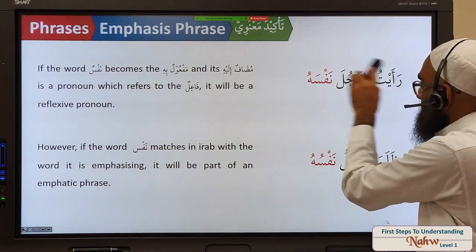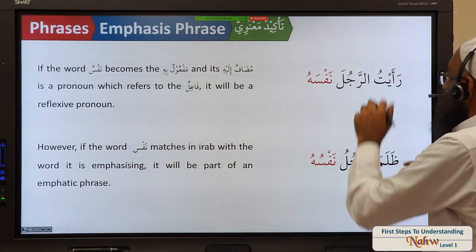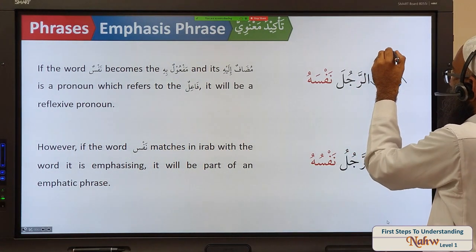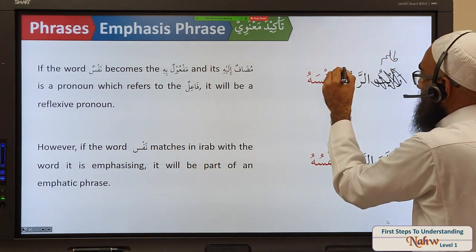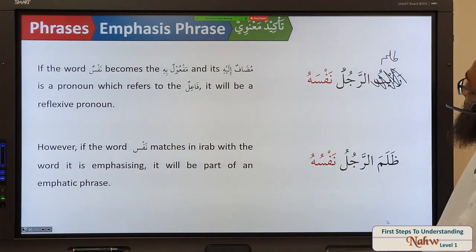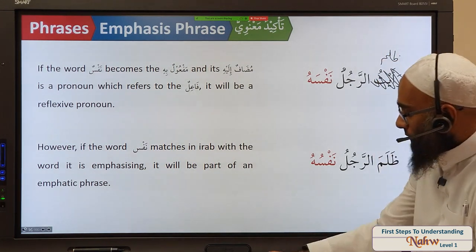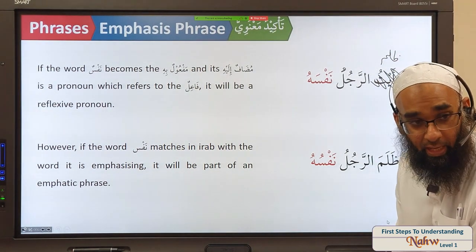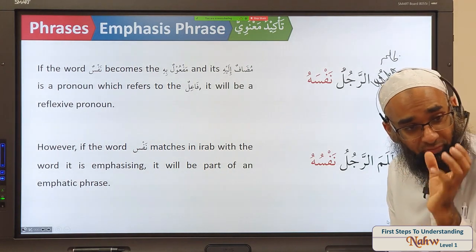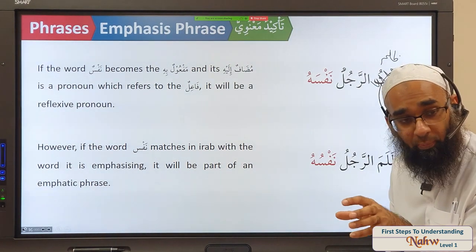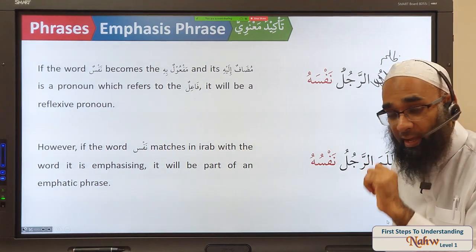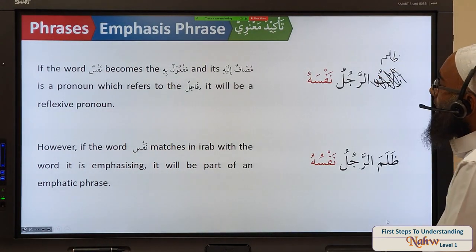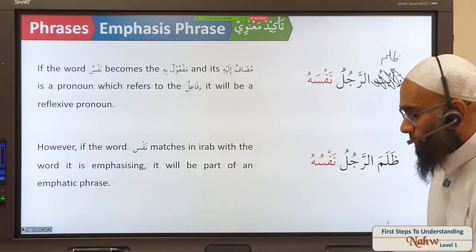This is a mistake. So let's see this top example here. Let's remove this example. Okay, let's say zalama, I make this ar-rajulu. So now we have the word nafsuhu comes in two places. In one place it is a reflexive pronoun, and in one place it is an emphatic pronoun. Look, how would you translate the top one? Zalama ar-rajulu nafsahu.